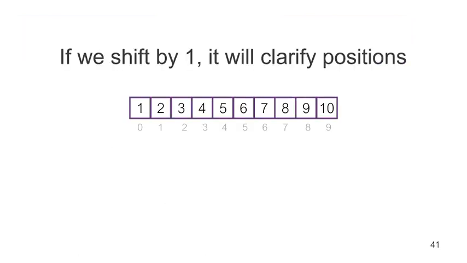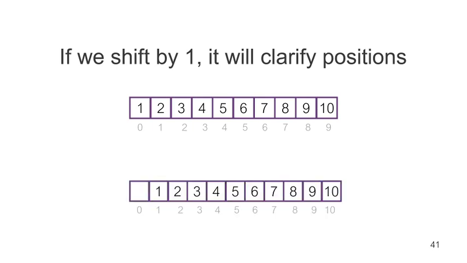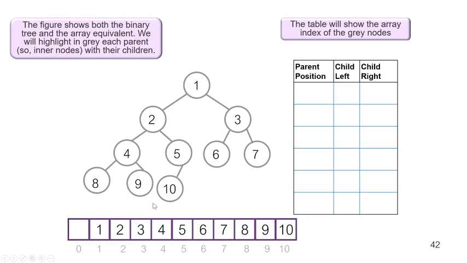Okay, so if we shift by 1, it will clarify the positions. If we did this and just left index 0 empty, and then we just start from index 1 up to n, the number of nodes or elements that we want to store, then this is a lot cleaner. So let's look at the example now.